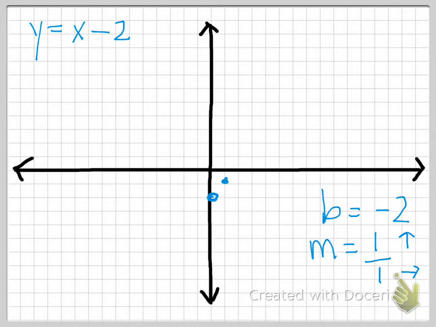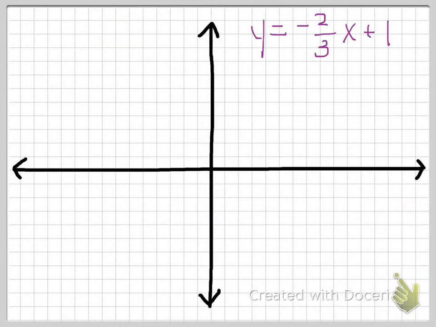And then I'm going to do it again. Up 1 and over 1, and put another dot. And I'm going to keep doing this until I have enough points to be able to draw a line. For some people, that might be 3 points, and that's okay. And then when you're done, connect them with a line. And there we go.